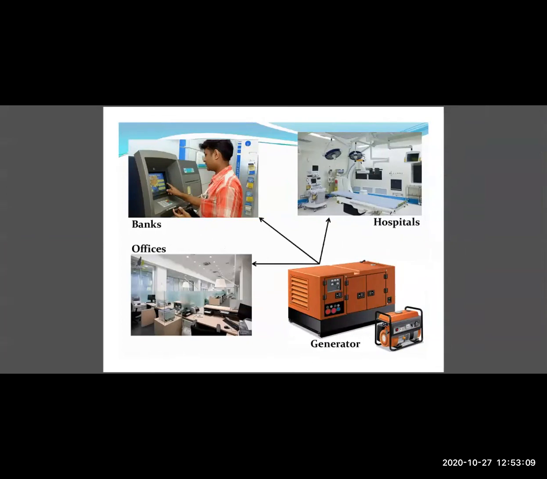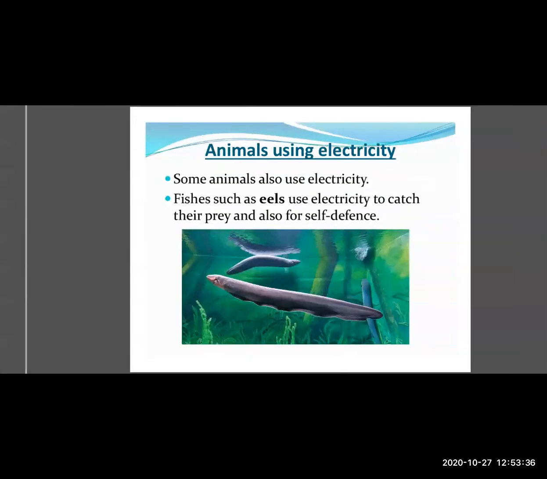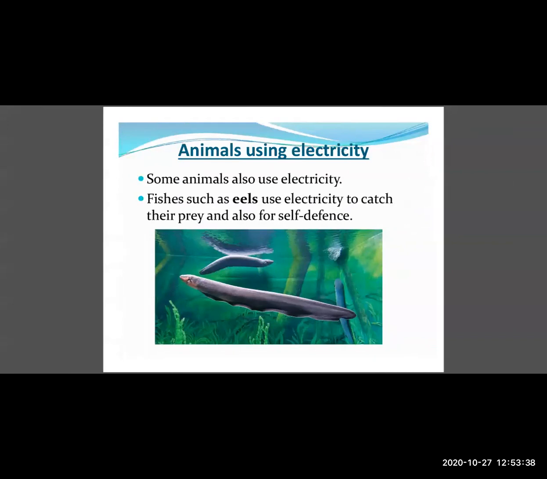So that we can have emergency services like in hospitals. In hospitals, we have operation theaters. In banks, you have those ATM machines and all, right, which have to be continuously supplied with electricity for efficient working. Okay. Then the domestic appliances that we use at home, like fans, ovens, tube lights, washing machines, mixer grinders, right, we have seen such examples. You can make a list of many more appliances that we come across in our day-to-day life that run on electricity, right?